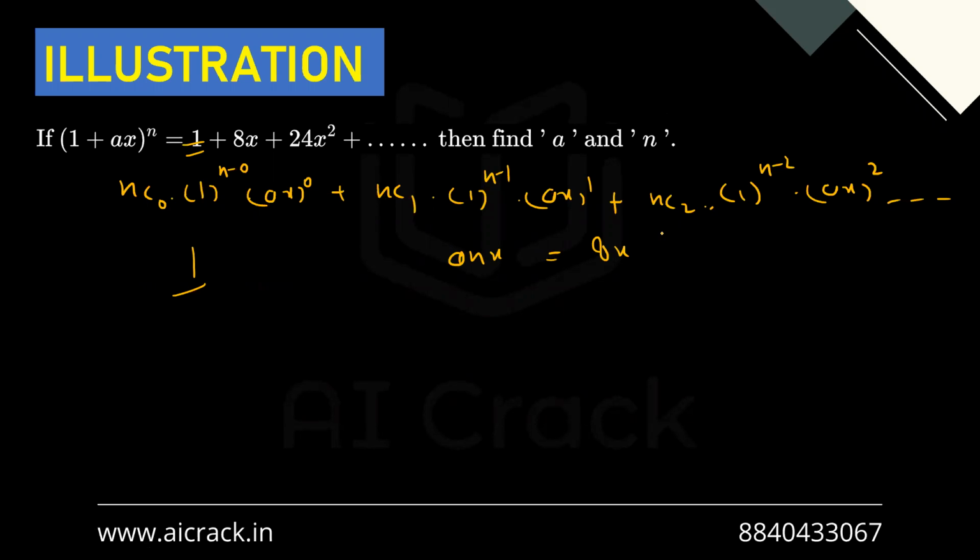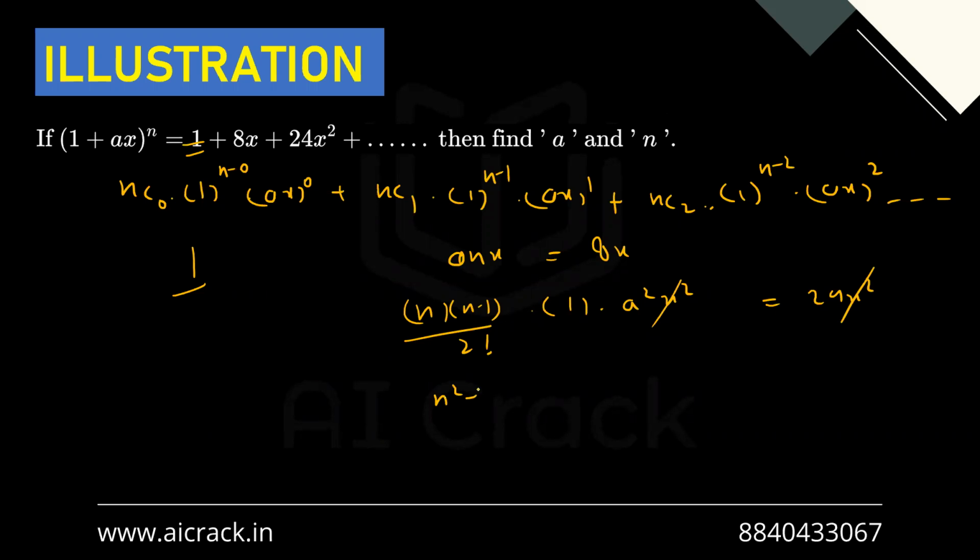Now the third term, that would be nC2. nC2 would be n(n - 1) divided by 2 factorial. I have done the shortcut. You can refer to any book for the shortcut. So you can write nC2 quickly like this, rather than writing n factorial divided by (n - 2) factorial multiplied by 2 factorial. You can write it like this, multiplied by 1, and that would be a²x², right? And this equals 24x². This gets cancelled. Now let's multiply these terms.